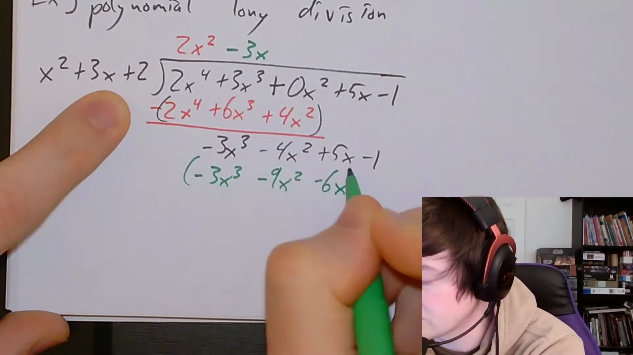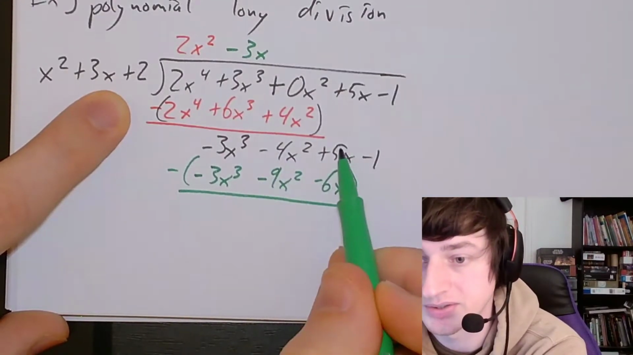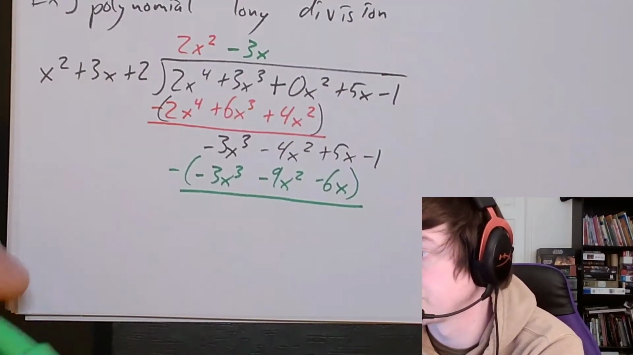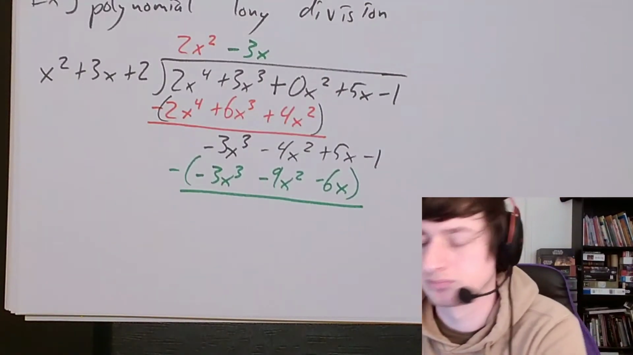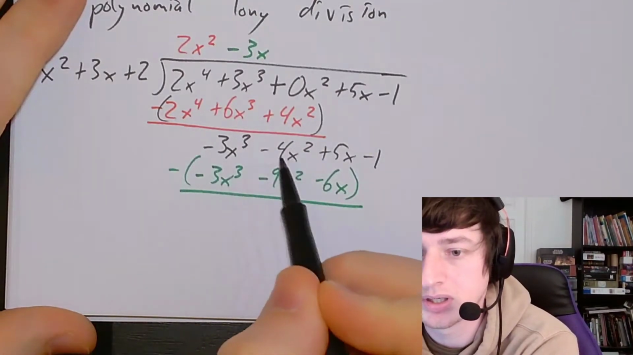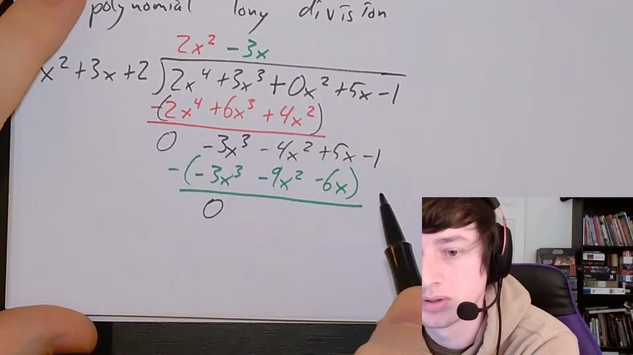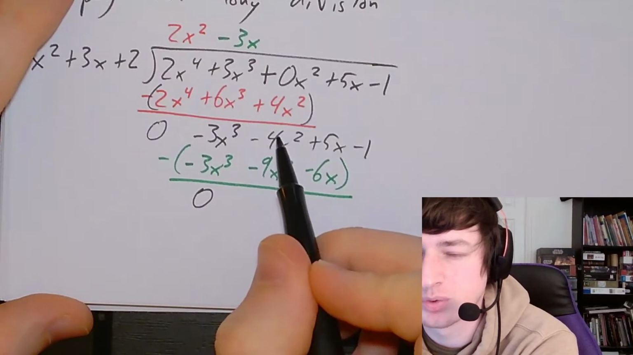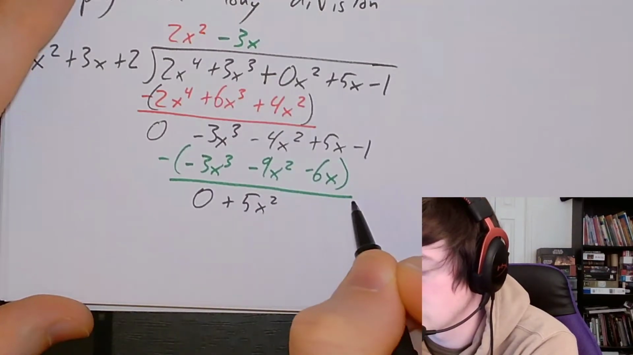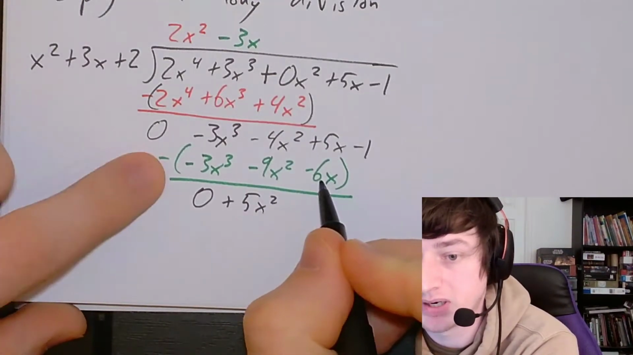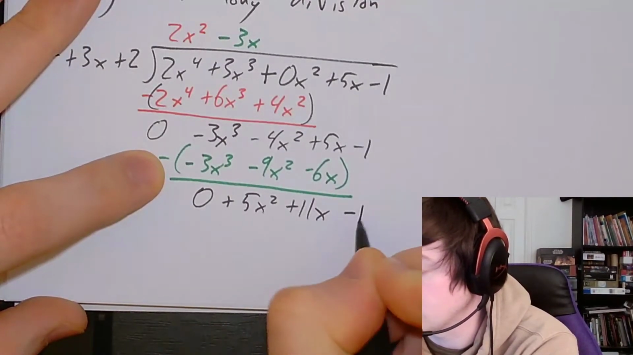And so I'm going to subtract all of this. That'll turn this to a plus, plus, plus, and then we'll simplify down again. So these two things cancel. We get negative 4x squared plus a 9x. So this is going to be a 0 here, just like this was. And so we get a 5x squared. This becomes a minus becomes plus 6, so it's 11x. And then minus a 1.